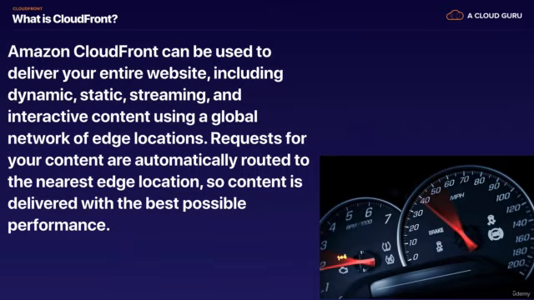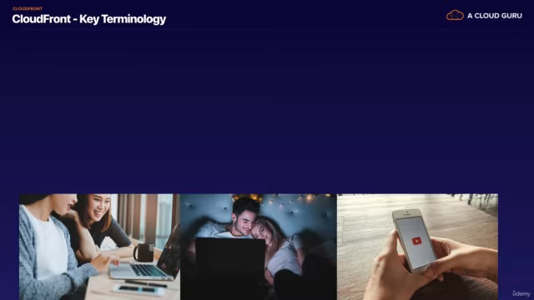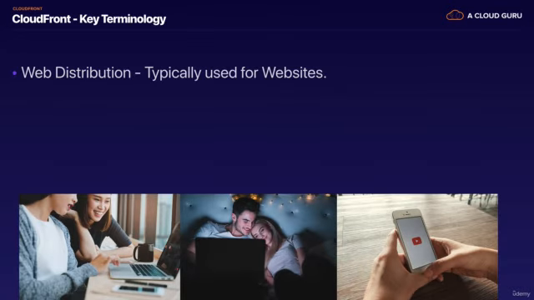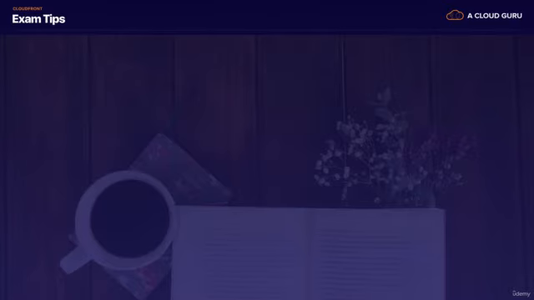It can be used to deliver your entire website, including dynamic, static, streaming, and interactive content, using a global network of edge locations. Requests for your content are automatically routed to the nearest edge location, so content is delivered with the best possible performance. So you get really good performance out of CloudFront. With CloudFront, you get two different types of distributions. You've got your web distributions, which are typically used for websites, and that's what we're going to do in the next lecture. And then you've also got your RTMP distributions. This is used for Adobe, and it's used for media streaming, essentially. We will see that again in the next lecture.